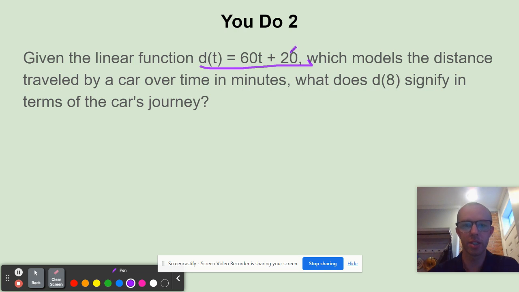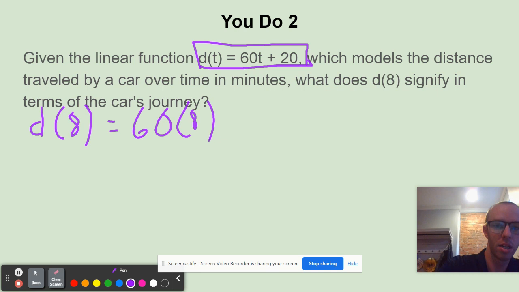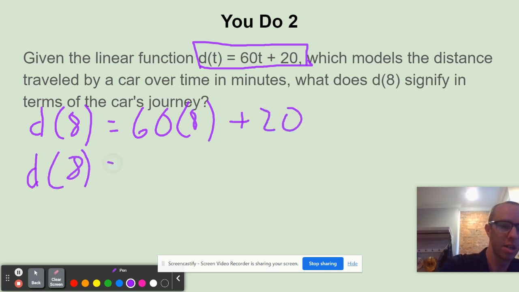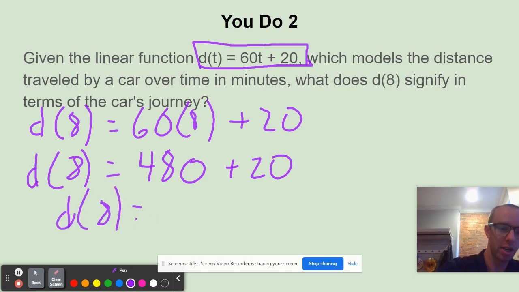So we have a linear function. The function represents the d of t, which is the distance traveled in minutes. What does the d of 8 signify in terms of the car's journey? You'd have to start by plugging in the d of 8. And you get the d of 8 equals 60 times 8 is 480 plus 20. The d of 8 equals 480 plus 20 is 500.